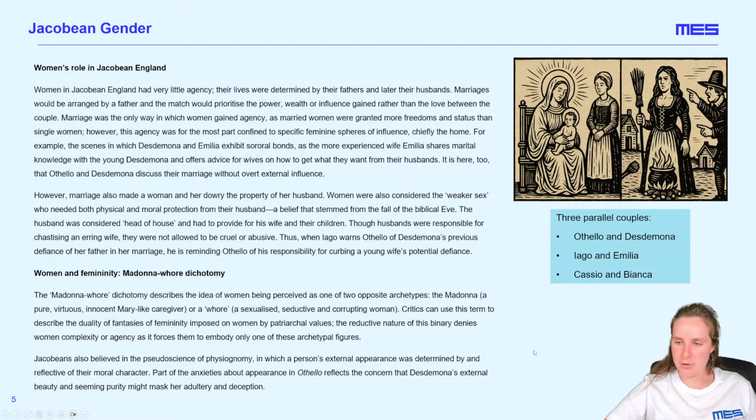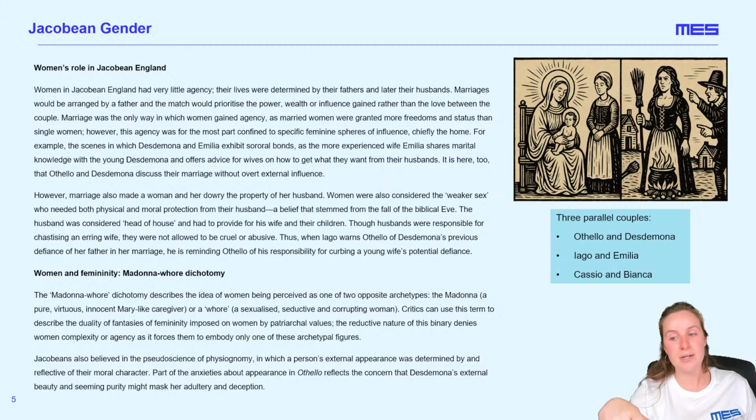And if we're thinking about gender, there are these three parallel couples. There are Othello and Desdemona. Desdemona is this paragon of chastity and purity and kind of the ideal woman who is idealized by a lot of the characters, including Brabantio at the beginning, including Rodrigo, including Cassio, including Othello, obviously.